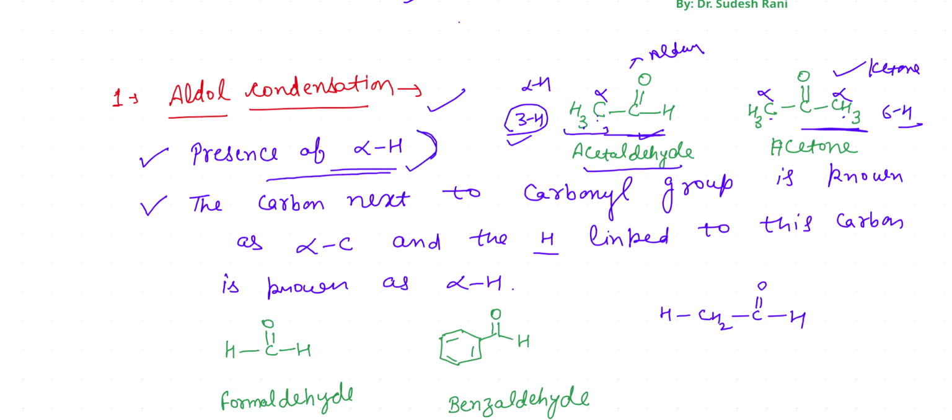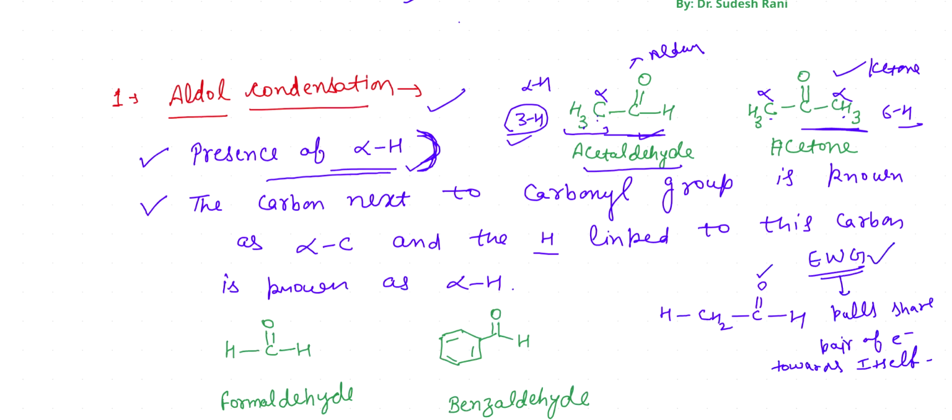So why will only those molecules having alpha hydrogen undergo aldol condensation reactions? This is my next question. It is due to the peculiar property of the carbonyl group, which we know is electron withdrawing in nature. What is the meaning of electron withdrawing? It pulls the shared pair of electrons towards itself. That is known as an electron withdrawing group.